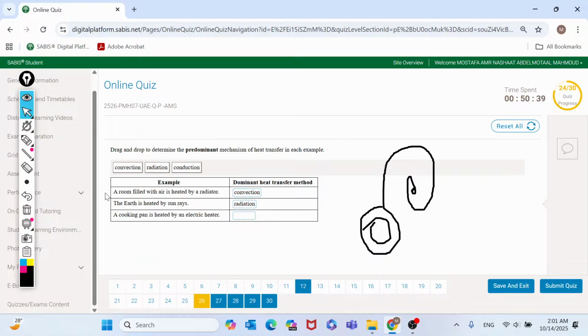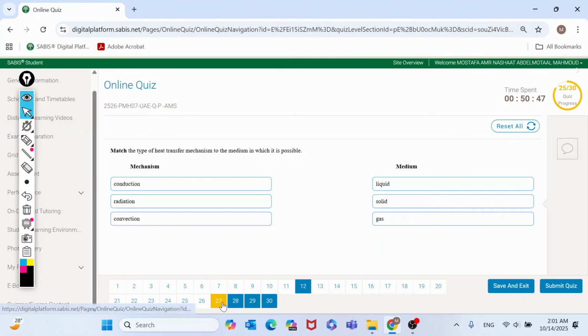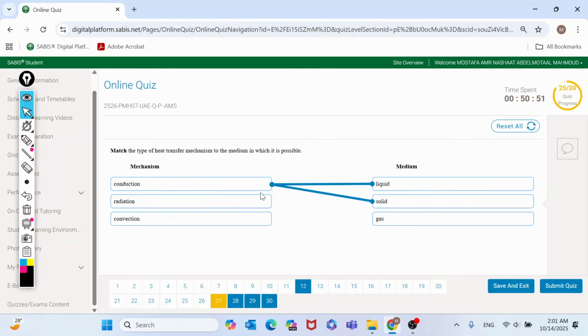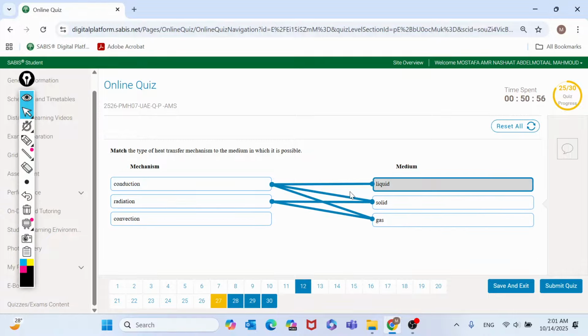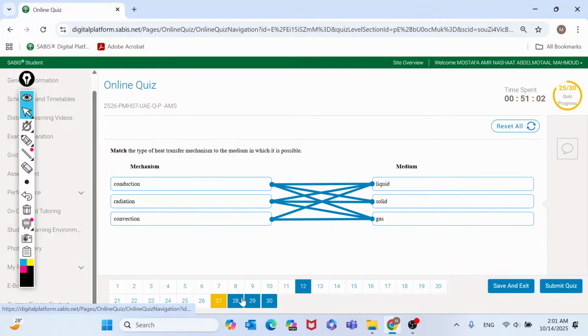A cooking pan is heated by an electric heater. Conduction, because they're in contact. Conduction can happen in solids, liquids, or gases. Radiation can happen in solids, liquids, or gases. But convection is only in fluids, so gases and liquids, because you can't have a current in a solid. But you can have contact between solids, liquids, and gases, and you can have radiation. Radiation can do everything.